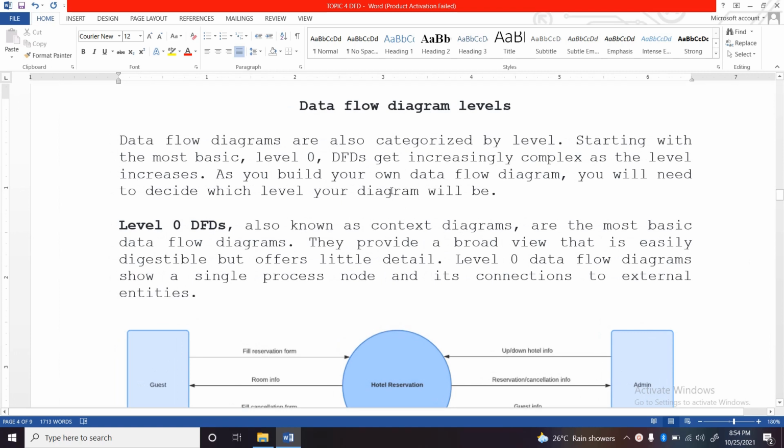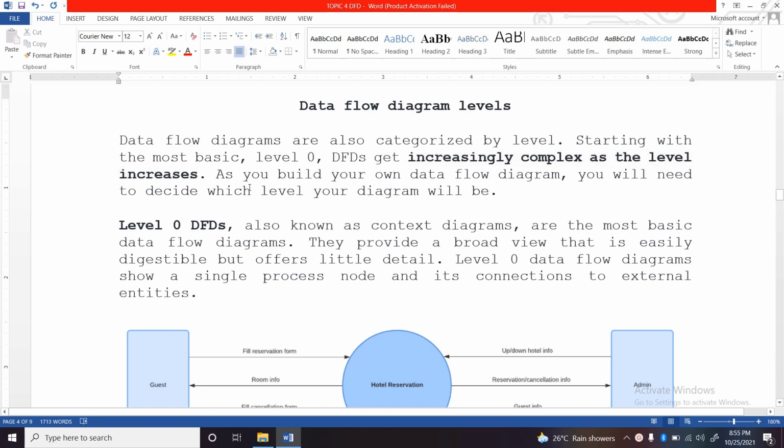It says here that data flow diagrams are also categorized by different levels, starting with the most basic, which is level 0. So data flow diagrams get increasingly complex as the level increases. We have to keep this in mind: DFDs get increasingly complex as the level increases.